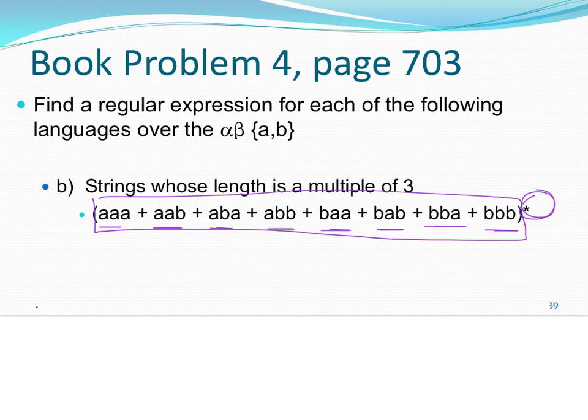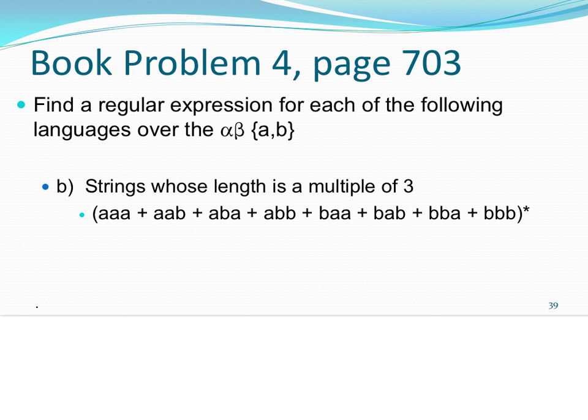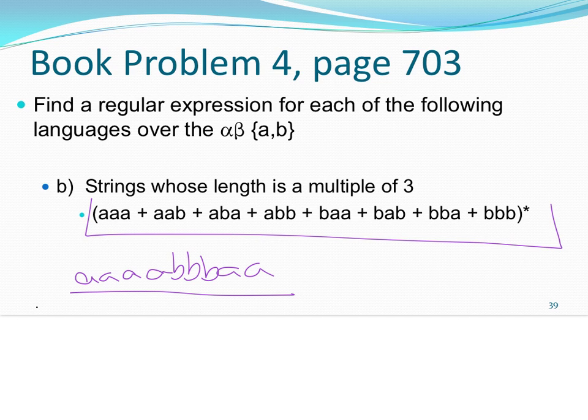So let me just clean this. So, for example, the string AAAABBBBAA, this long string, is in this language. Because the first time I took a string out of here, I took AAA. Second time I came in, I picked a different one. I picked ABB. And the next time I came in, I picked BBA. Right? And so you can go in here as many times as you want and pick as many strings. That's the magic of the star. And you can pick a different string each time.